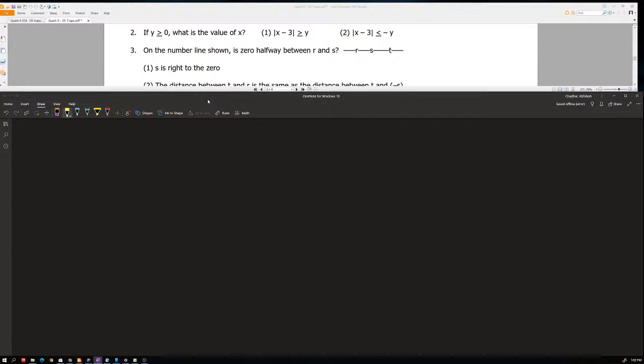Right now we'll start with number two. Question number two says, if y is greater than or equal to 0, this means y is positive or 0. I am considering 0 as positive in this case. And then what is the value of x?